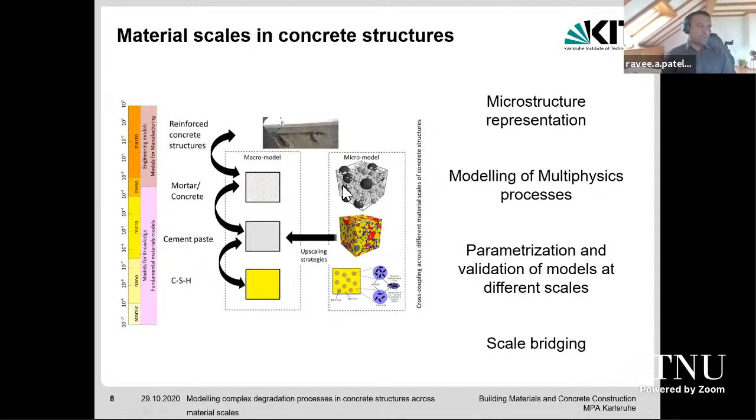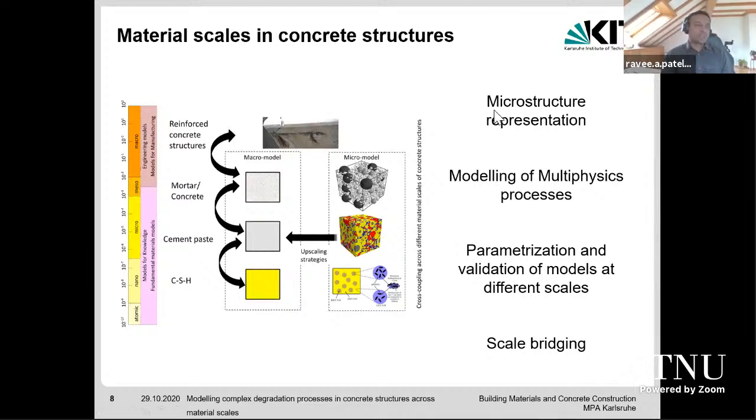And so if one needs to address multiscale modeling, one has to cover all of these scales, right to the scale of the reinforced concrete structures. And this makes it very challenging and at the same time very exciting. What we need to do for such kind of multiscale modeling is we need to first represent our material. So this leads to challenge number one, which is microstructure representation.